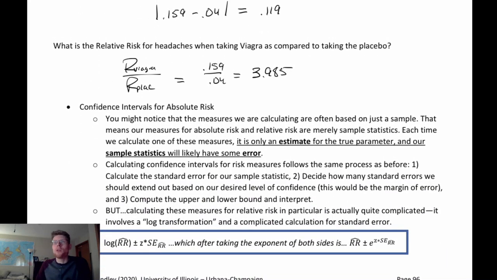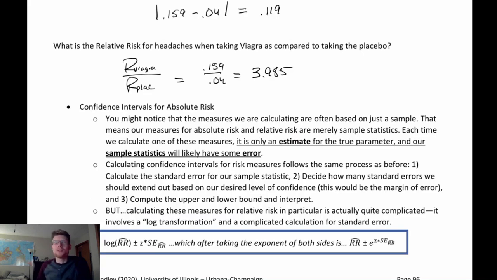So when we go about this, we're going to follow some similar procedures as before. We want to calculate a standard error for our sample statistic. We want to calculate how much error we should expect to have with the sample statistic as a measure of the population parameter. And then secondly, we're going to decide how many standard errors we should extend out based on our desired level of confidence. And this would be like a margin of error. And then finally compute an upper and lower bound for our interval and interpret it.